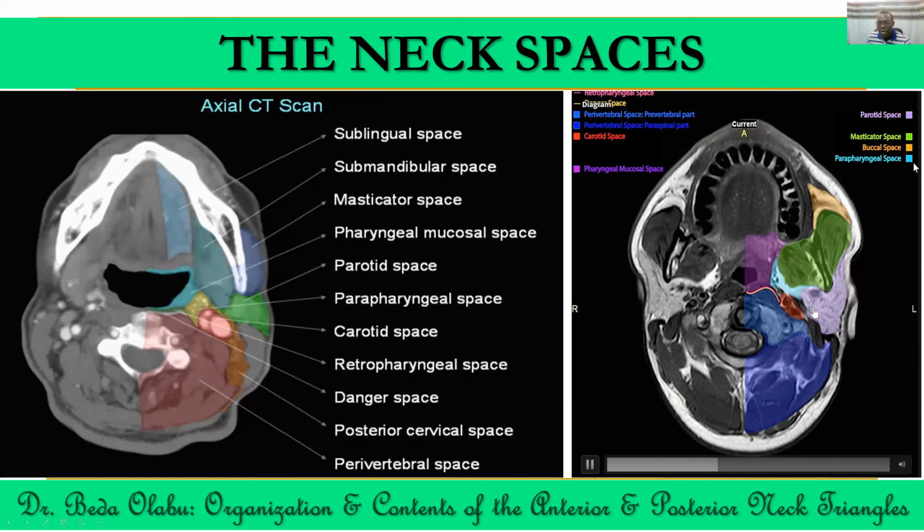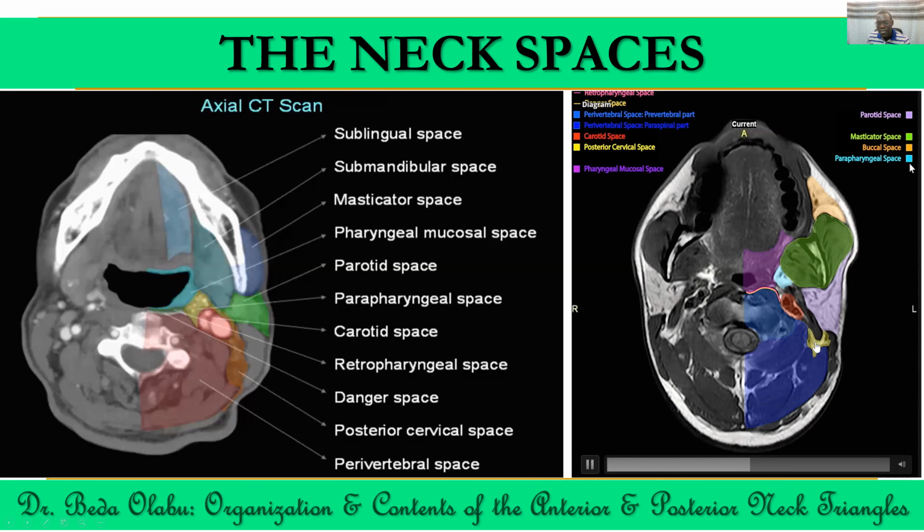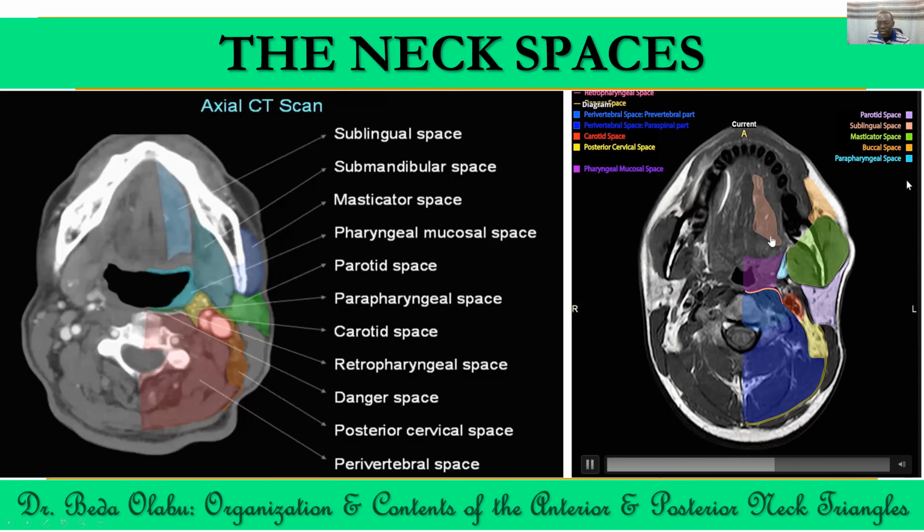We can see the parotid space there. We can now see also the buccal space coming into sight. Notice that the masticator space is still continuous, so quite extensive from up down. We can also see at this particular level the posterior cervical space going down. It's becoming bigger as we move down. At this level, we started to see the sublingual space as well, below the tongue.